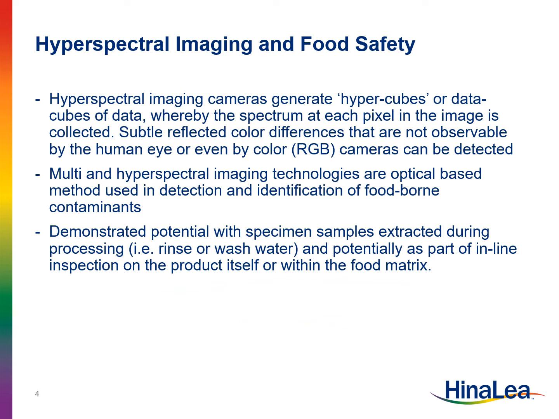Hyperspectral imaging cameras capture hypercubes or data cubes of data in which the spectrum at each pixel in the image is collected. Using spectral imaging, one can distinguish subtle color differences that are not detectable by eye or regular cameras. These are optical-based systems that can be used in the detection and identification of foodborne contaminants. We've demonstrated its potential with specimen samples extracted during processing, such as poultry rinse or wash water. We envision this technology as part of an inline inspection on the product itself or within the food matrix.